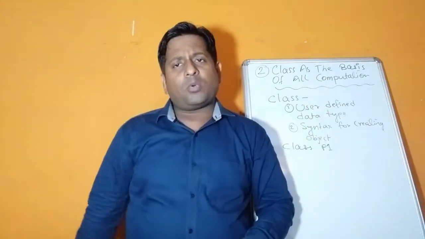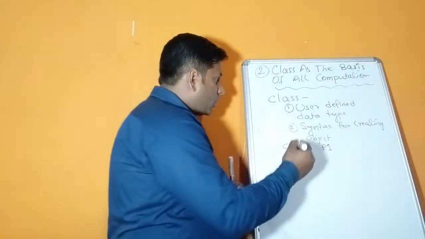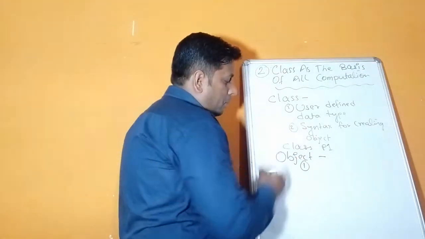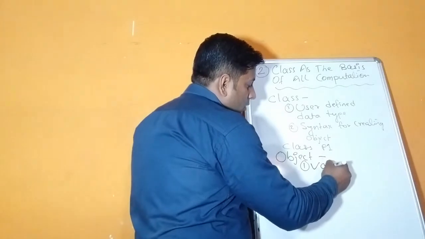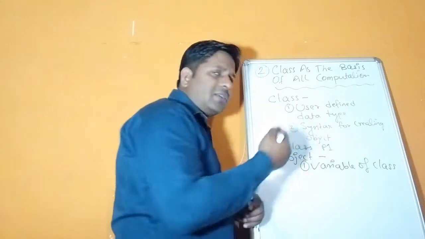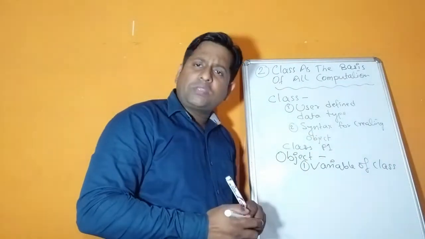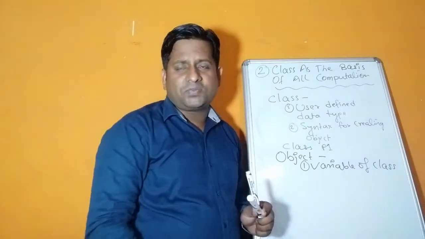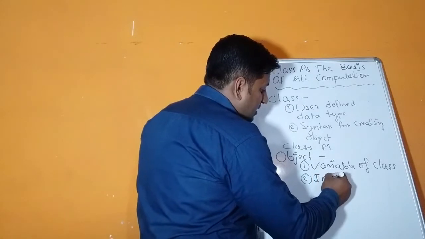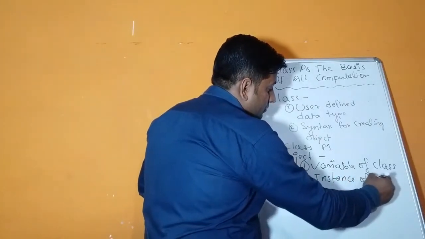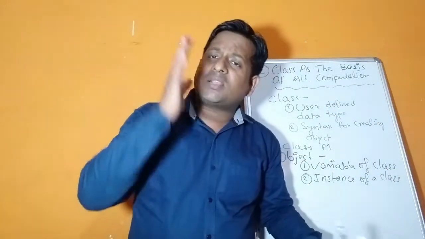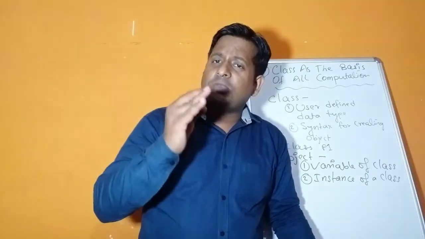In the same way, if I want to write some points about object, what are the points? Let us see. Object. Point number one, variable of class. If class is a user defined data type, then obviously object is the variable of class. Point number two, instance of a class. Object is also known as instance. Instance means part of a class.